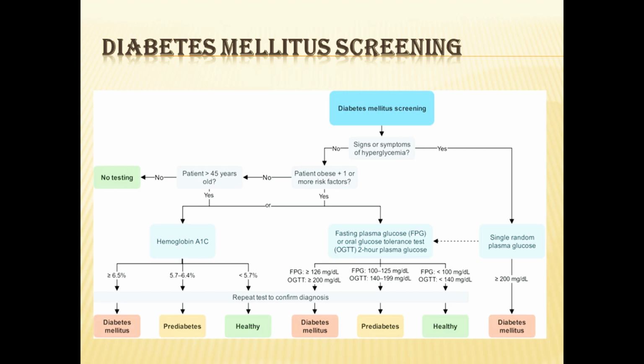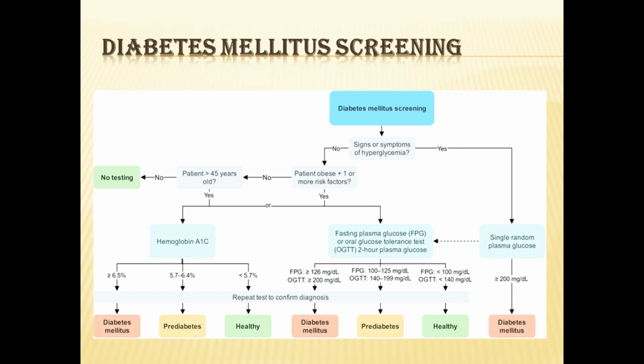If the fasting plasma glucose levels are from 100 to 125 mg per dl, and the oral glucose tolerance test is from 140 to 199 mg per dl, then we diagnose the patient to be pre-diabetic. If the fasting plasma glucose level is less than 100 mg per dl and the oral glucose tolerance test is less than 140 mg per dl, the patient is healthy.